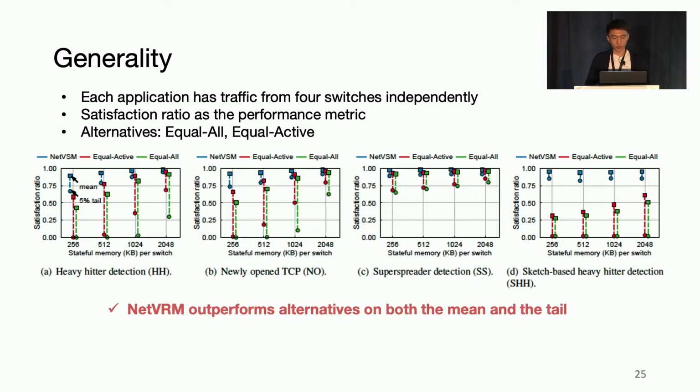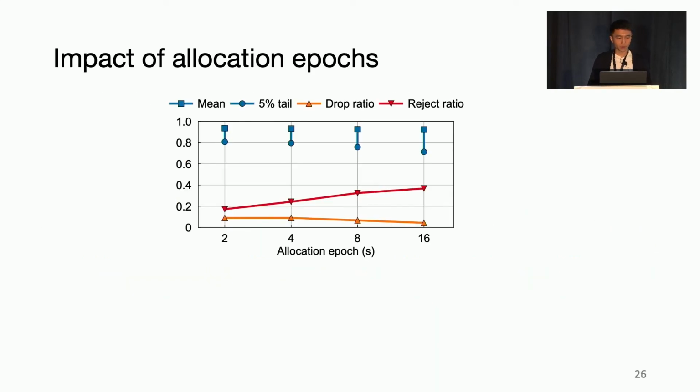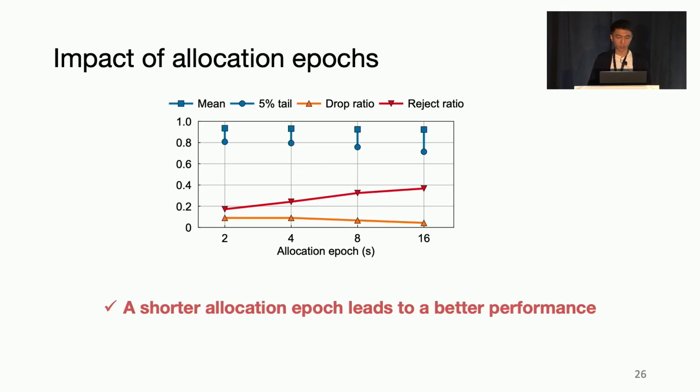The figure shows NetVRM outperforms the alternatives on both the mean and the 5% tail satisfaction ratio among the 256 application instances, and is general to different network application types, including heavy hitter detection, newly opened TCP connection detection, super spreader detection, and sketch-based heavy hitter detection. In this figure, we vary the allocation epochs from 2 seconds to 16 seconds. The results show that a shorter allocation epoch leads to better performance, both in mean and the 5 percentile.